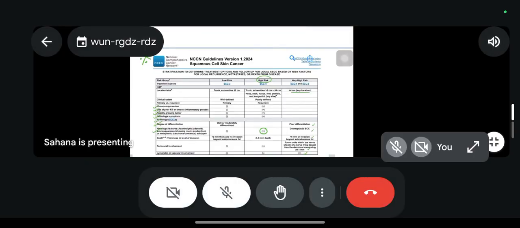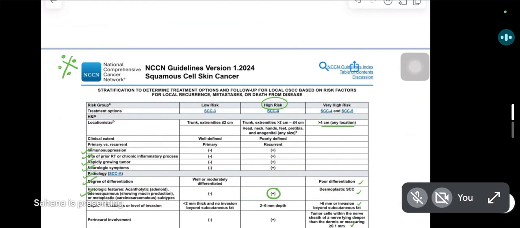See, the funda of squamous cell is you will address the primary, you will address the node. Surgery predominates over RT. Then you will add adjuvant or you will give some form of neoadjuvant. That is all. So depending on the risk, you will add some other things so that it will not come back. So in very high risk, it is more than 4 centimeter at any location.